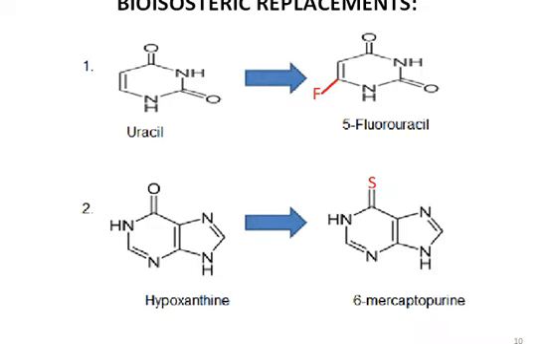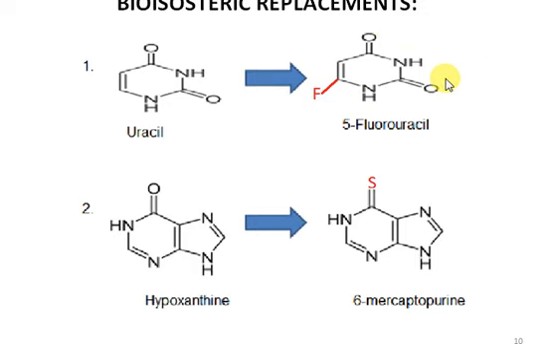So now we have bio-isosteric replacements, right? The first example is uracil. Here in uracil we have a hydrogen, and you know by isosteres that fluorine and hydrogen are isosteres of each other. So what we do is replace this hydrogen with a fluorine to see the activity. And when we convert this uracil into fluorouracil, the activity is enhanced. So this is an example of this bio-isostere replacement.